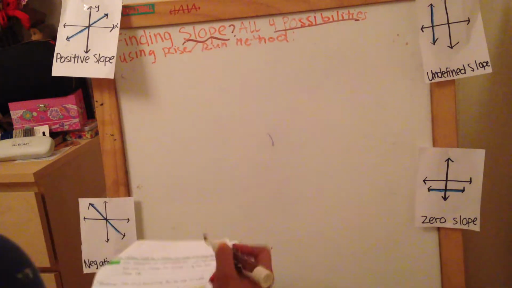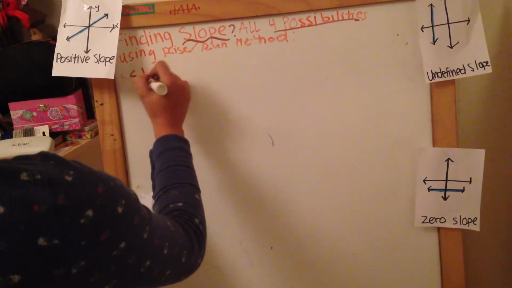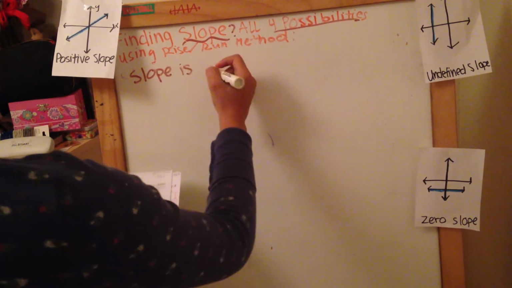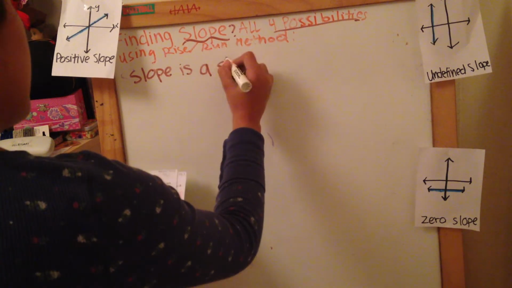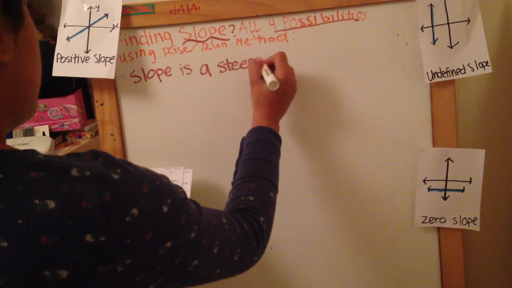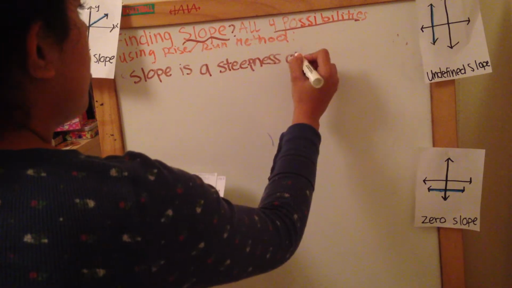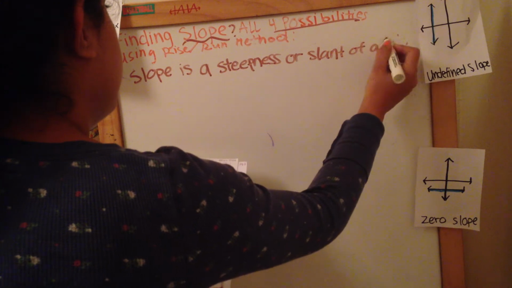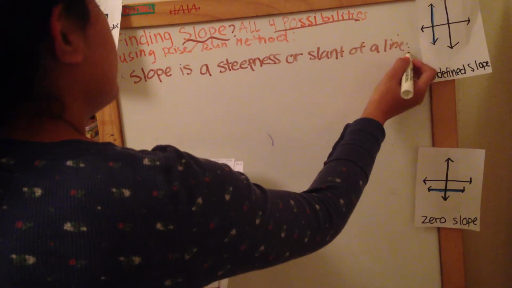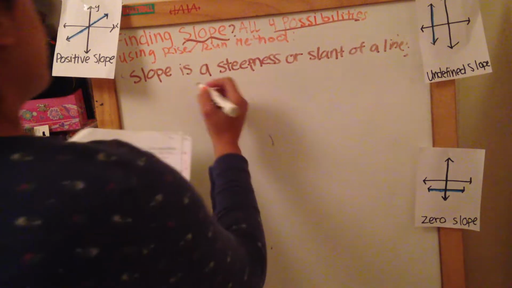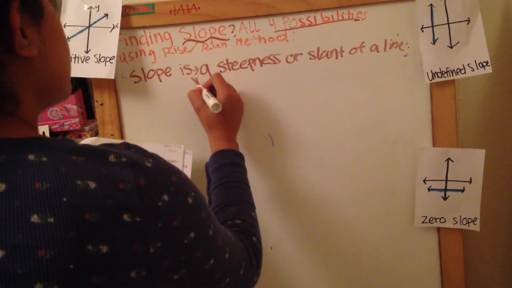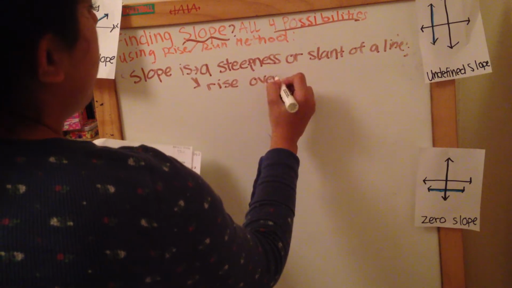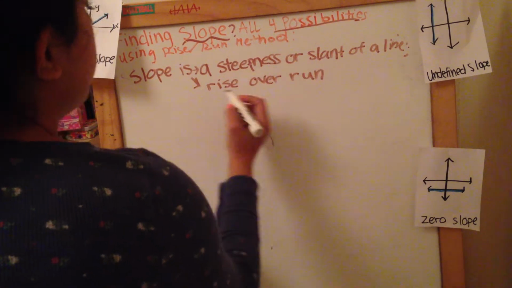So what is slope? Slope is a steepness or slant of a line. Slope is rise over run.